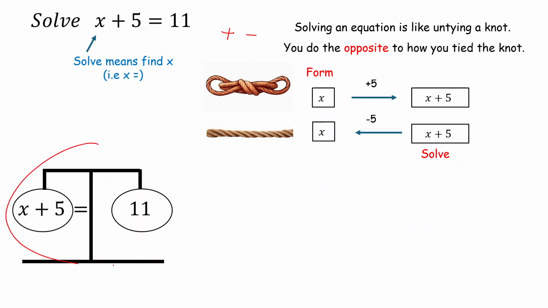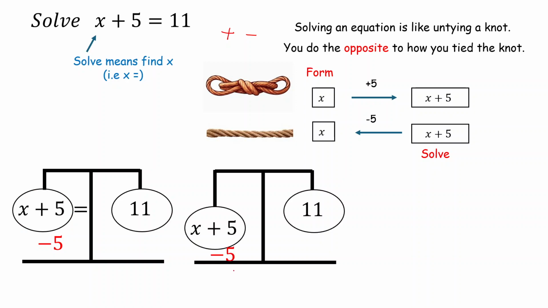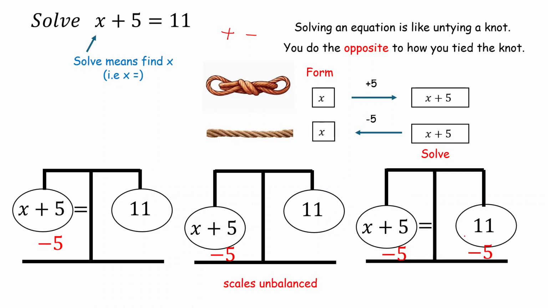So when solving this, I begin by subtracting 5 from the x plus 5. The issue is, if I do this, the scales become unbalanced, because I've done something to one side of the scales. This idea is really important: if you do one thing to one side of your equation, you must do the same thing to the other side to keep it in balance. Because I took away 5 over here, I must do the same thing over here. So I've now taken away 5 from the 11 as well, and the scales are back in balance. I've done the same thing to both sides, and that's really important.